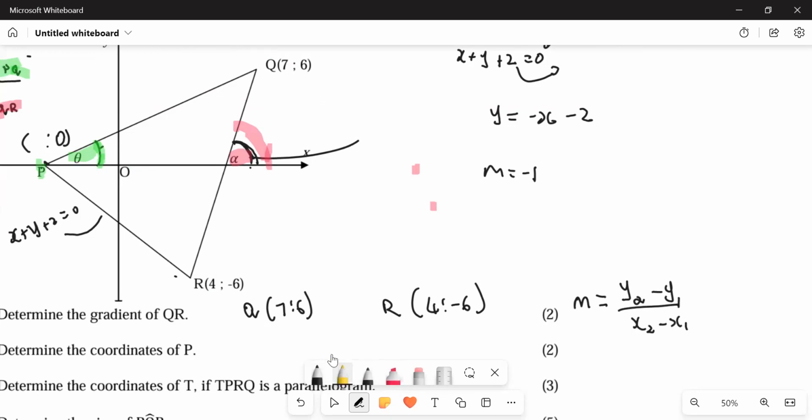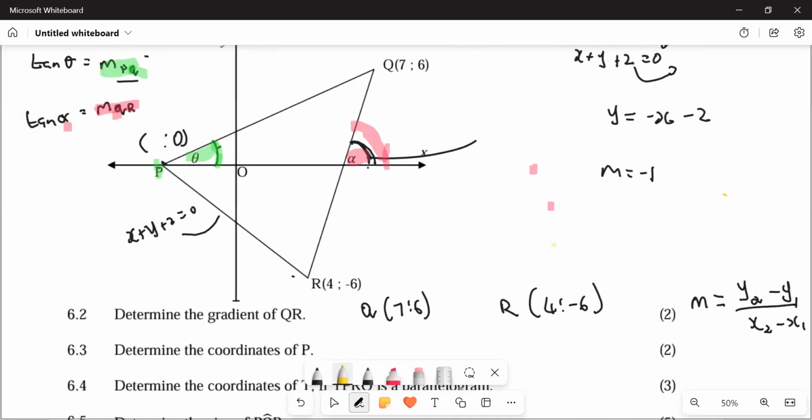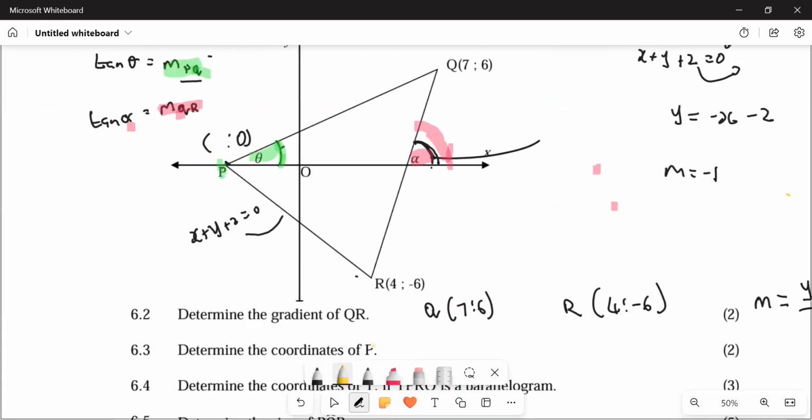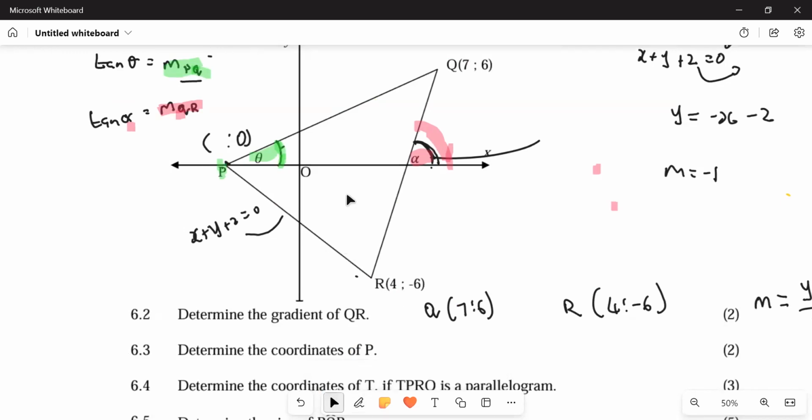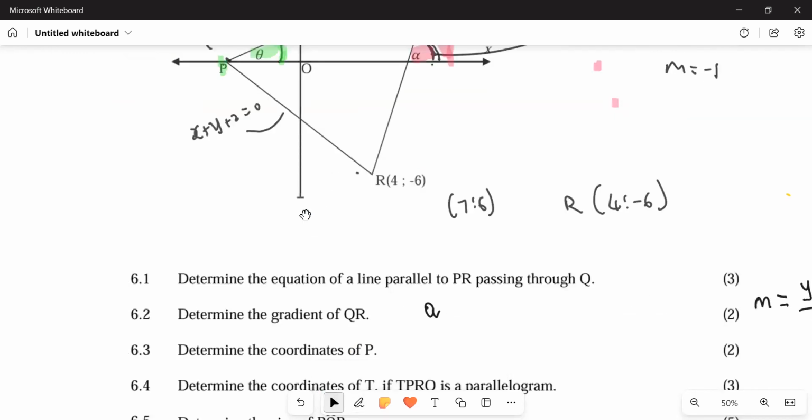Okay, let's do it alphabetical then. Between Q and R, PQR. Yes. Is this 6.2? Are you sure? What is 6.1? Determine the equation of line. Oh, here it is. Okay, let's continue with this number 2. We'll go back to number 1. I'll go back to number 1 because I've already started with this one, unless they don't affect each other.